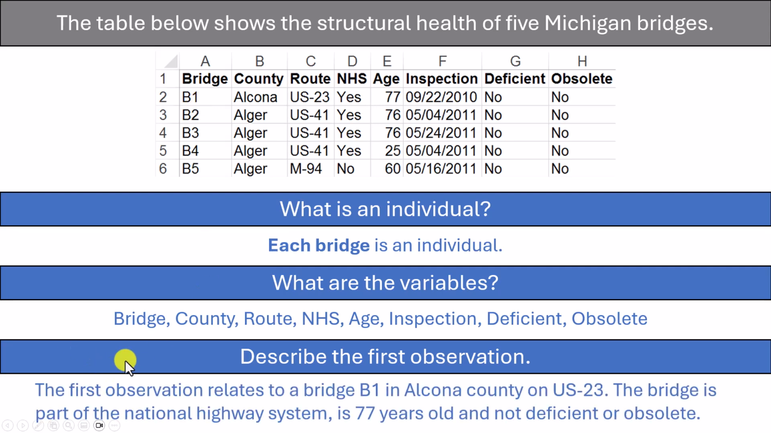And so here's me describing that. The first observation relates to a bridge B1, which is in Alcona County on US 223. The bridge is part of the National Highway System. So that's what the NHS stands for, if you weren't sure. It's 77 years old, and I guess I missed the inspection here. It was last inspected on September 22nd, 2010, and it's not deficient or obsolete. So that's some basic information about how you would read some of these tables and identify some of these important terms.